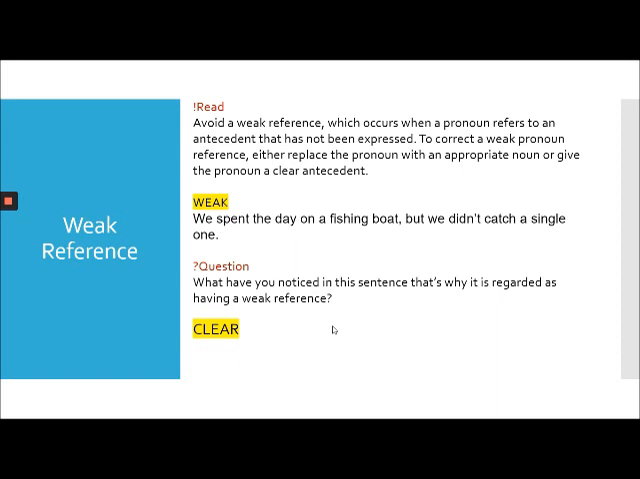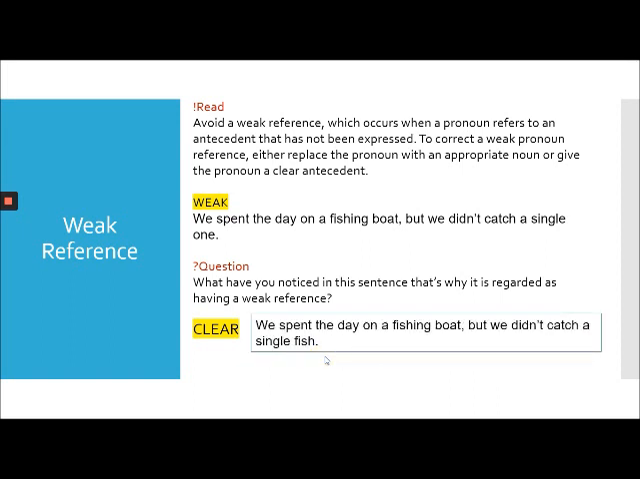Analyzing the sentence, we spent the day on a fishing boat, but we didn't catch a single one. We may refer to a group of people, but it may seem to be unclear because what are they catching? Here, as we can see in the dependent clause, but we didn't catch a single one. What is this single one? So, to make the statement clear, we'll have: we spent the day on a fishing boat, but we didn't catch a single fish. Is this clear?